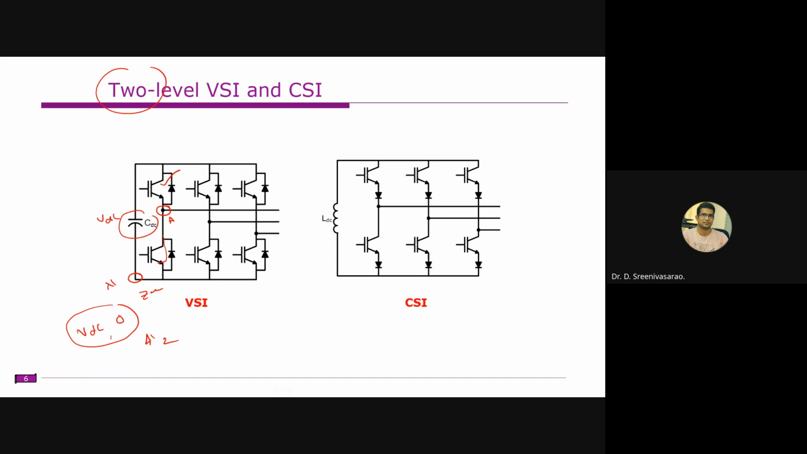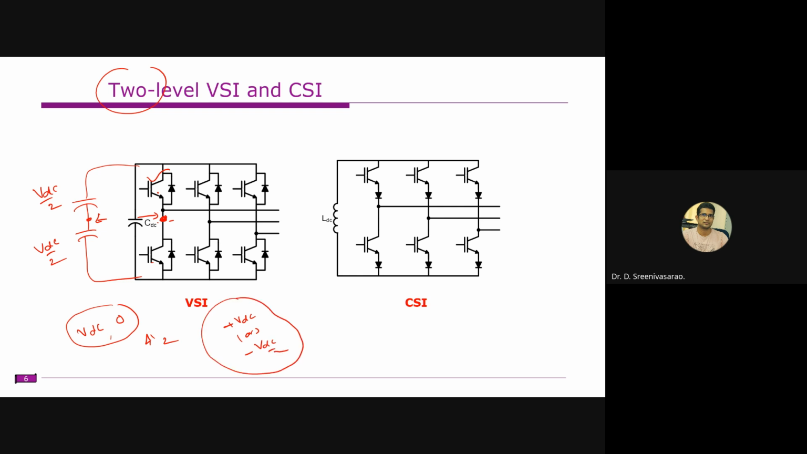Also, another method is there, like pole voltage or some fictitious voltage. So we'll split this into VDC by 2 each, and we'll measure between these two. If the top switch is on, you will get VDC by 2 here, and this is also VDC by 2. If the top switch is on, you will get plus VDC by 2. If this bottom switch is on, you will get minus VDC by 2. So you will get 2 levels, right?